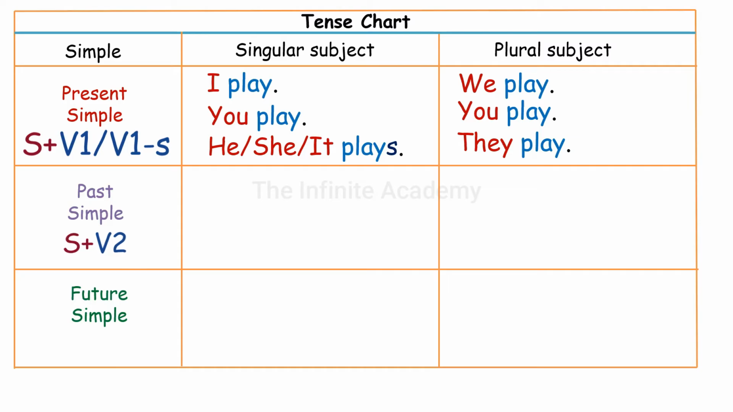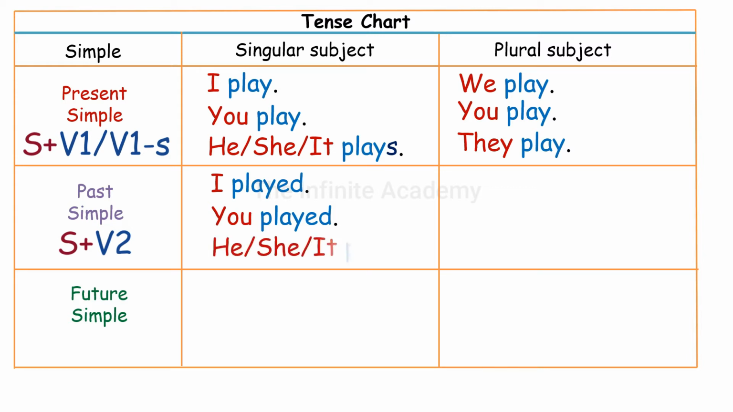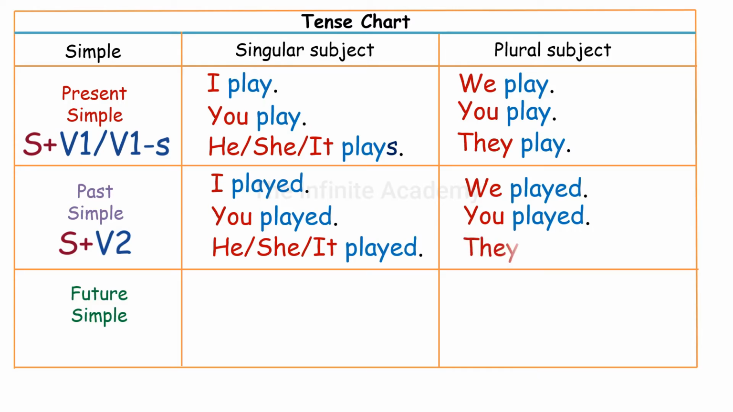Rules for past simple. Subject plus verb in its past form or verb added to ed. I played. You played. He, she or it played. We played. You played. They played.